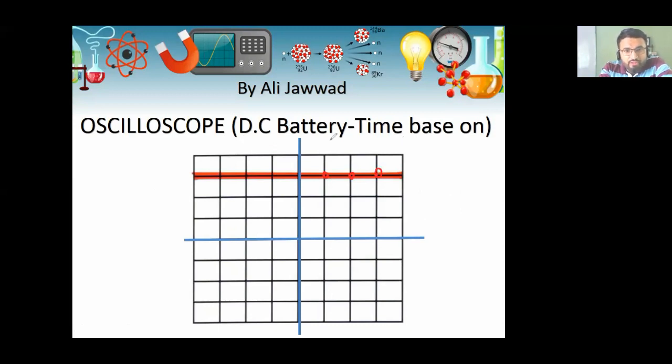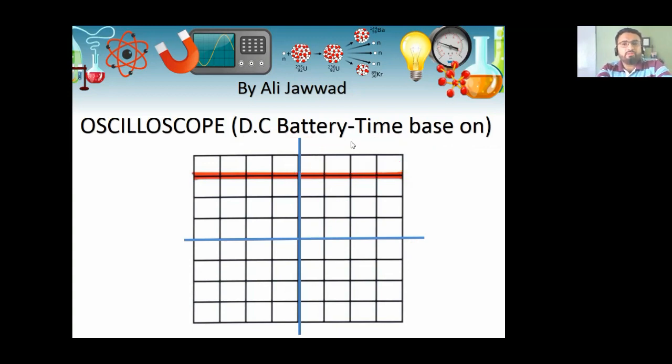This is the graph for a DC battery connected to the Y terminals or Y deflection plates when the time base is turned on. The x-axis represents time while the y-axis represents voltage. So in this case, it is clearly observed that it is 6 volts, and with time it is not varying, because as you can see, as the time is increasing, the value remains at 6 volts.